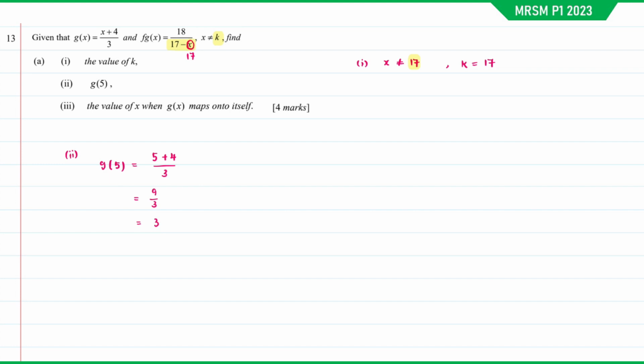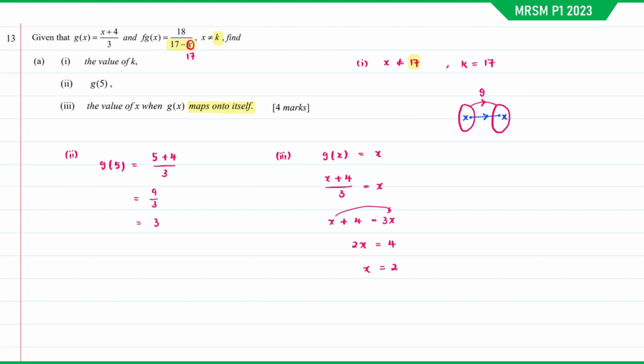Number 3, the value of x when g maps x onto itself. This means if we put the value of x into the function g, what we are going to get is x. So we get (x + 4) over 3 equal to x. So x plus 4 will equal to 3x. Combine all the x on one side. So 3x minus x, we get 2x equal to 4. Then x is equal to 2. This means if you input number 2 into the function g, you will get back number 2.